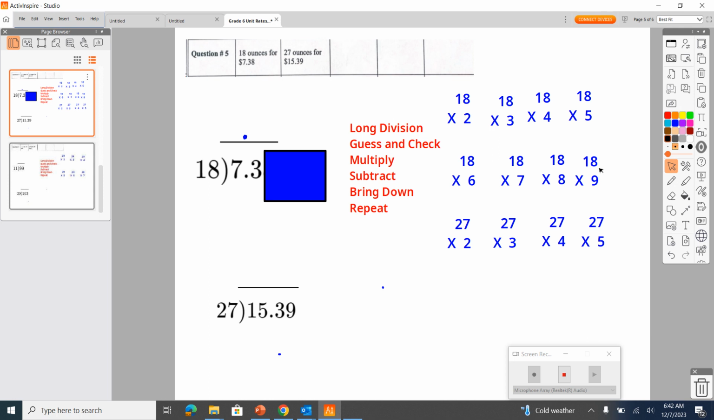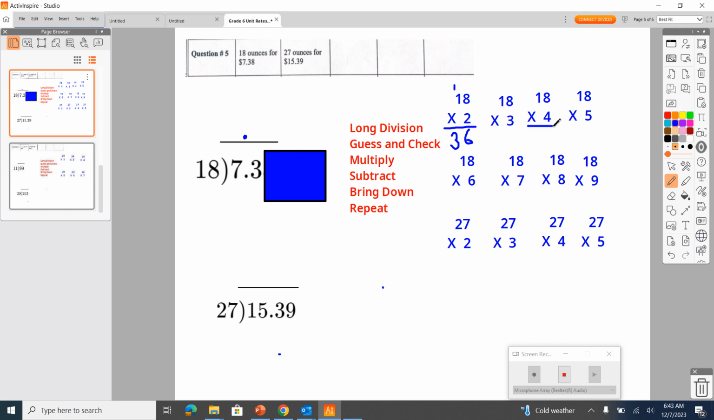And so this is where I keep my guess and check work. If I'm doing 18 times 2, let's just say I wanted to guess, maybe it's 2. 8 times 2 is 16. Carry the 1. 2 times 1 is 2, plus 1 is 3. 36 is not large enough. I'm not sure if 18 times 3 is going to be large enough. I'm going to jump and guess and check 18 times 4.